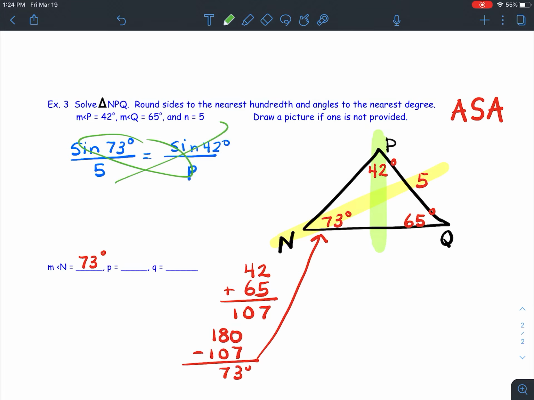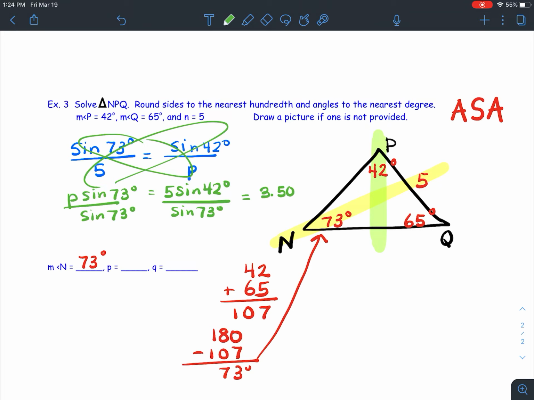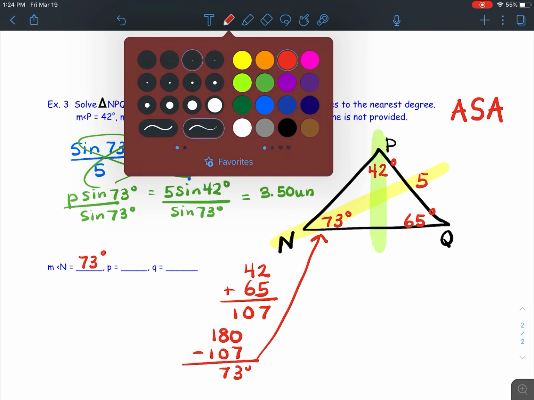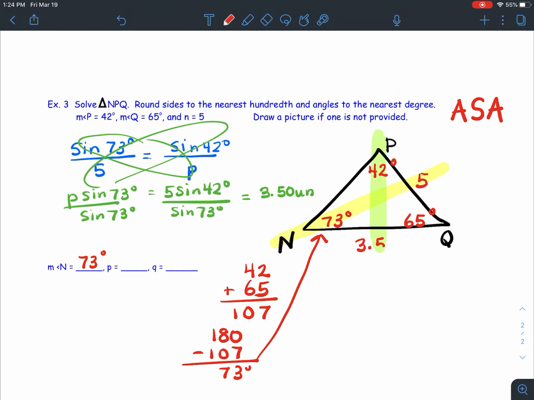A quick cross multiply here. We'll divide by sine of 73. Again, very important that your calculator is in degree mode for this. Let's go ahead and add onto our picture the length of side P. We'll add that onto our blank as well.